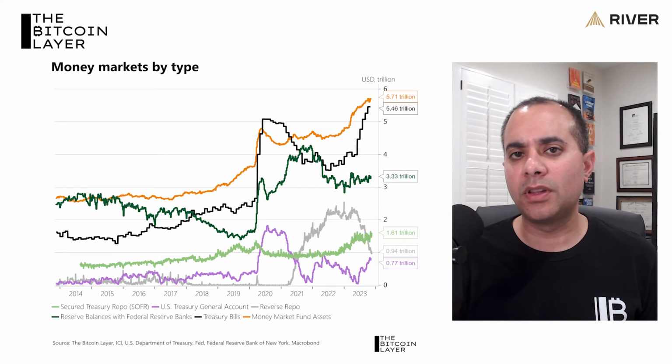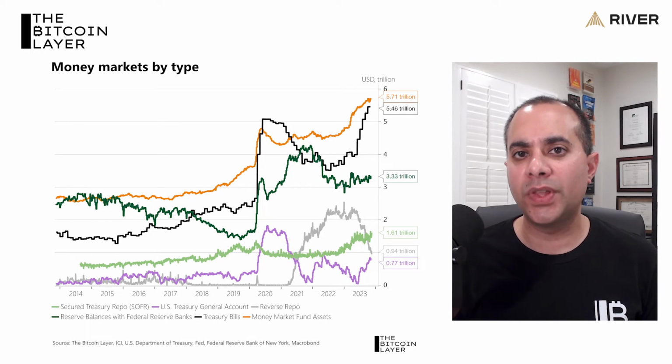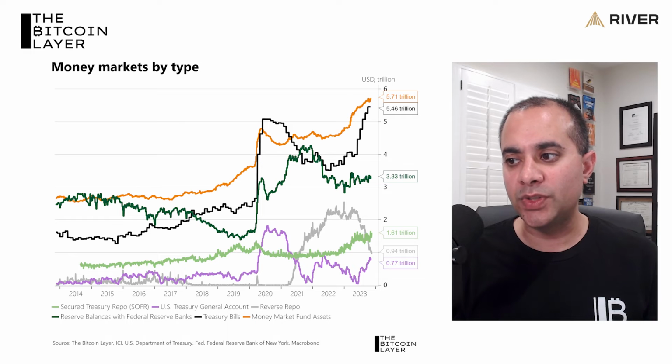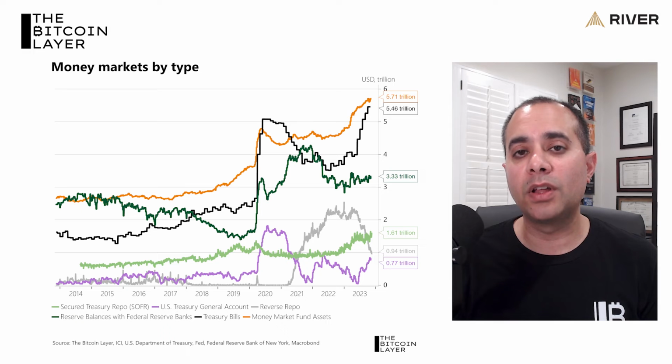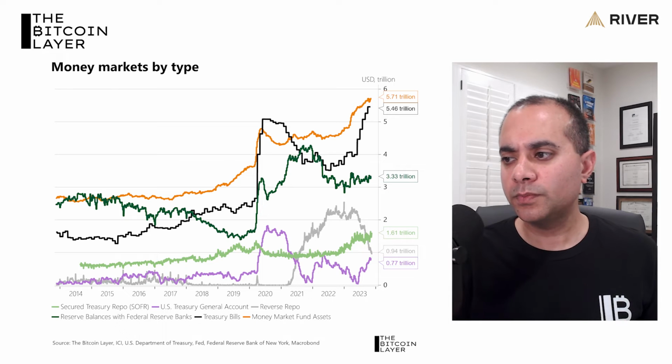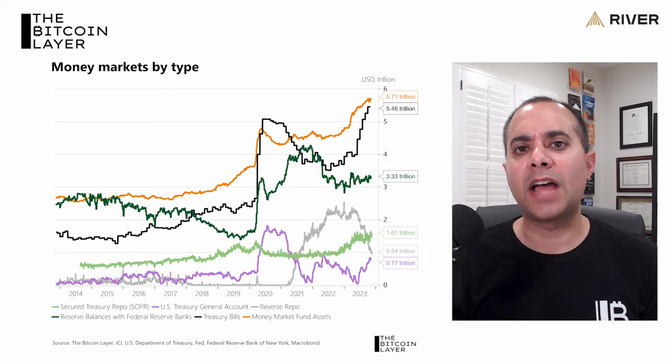We've talked about this a lot at the Bitcoin layer over the past year with the debt ceiling drama, and the Treasury general account falling near zero. You see that at the end of 2021. You see it again middle of 2023. So that was the most recent debt ceiling debacle. And the Treasury has built up the cash a little bit.